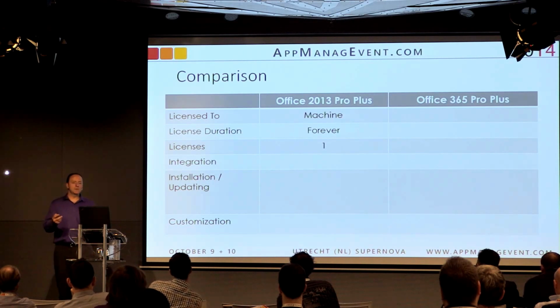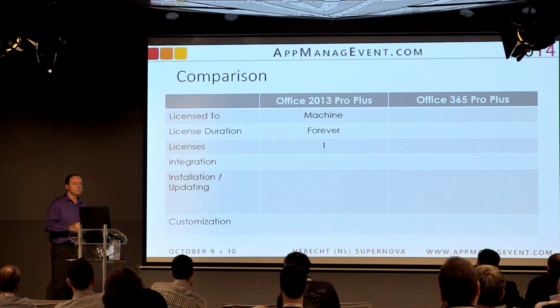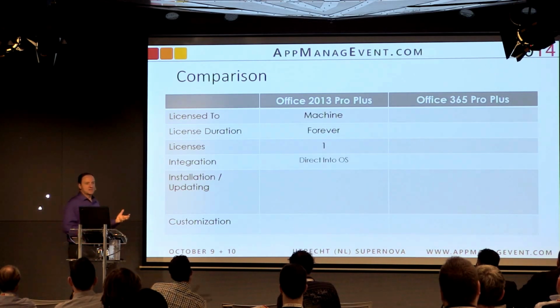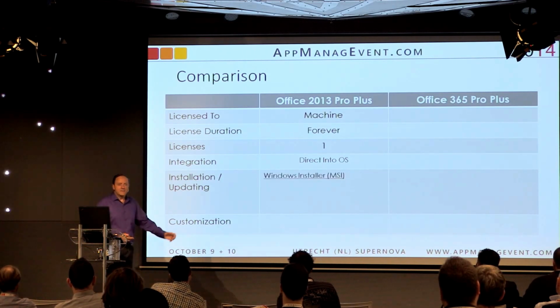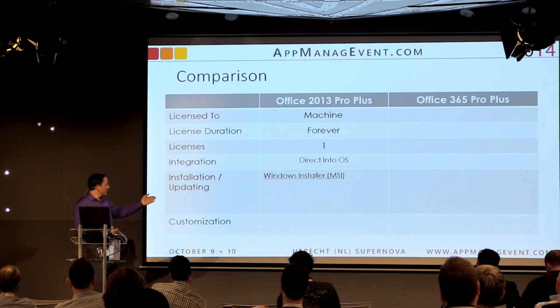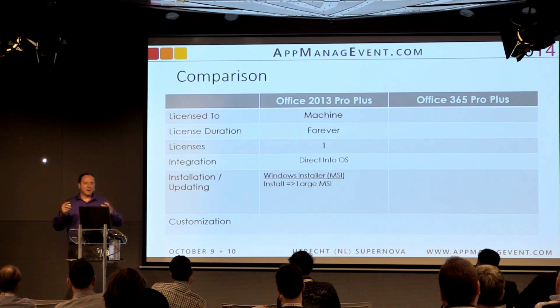It's licensed permanently. The license is 1. Depending on your support agreement with Microsoft, you might be allowed to do 2. So they let you put 1 for company employees, and they can put 1 on a home machine. But in essence, they're looking at a single license. The integration is directly onto the operating system, just like any Windows app that you don't virtualize. You install it directly onto the operating system. The installation and updating mechanism is Windows Installer, which means that the initial install is a large MSI that we deploy to all of our machines.